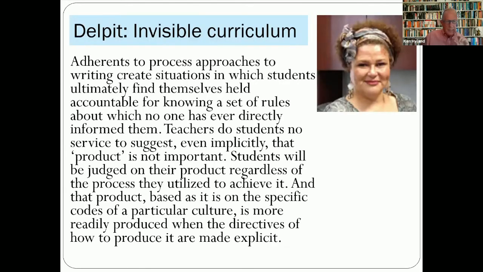She says that adherence to process approaches to writing creates situations in which students ultimately find themselves held accountable for knowing a set of rules about which no one has ever directly informed them. Teachers do students no service to suggest, even implicitly, that product is not important. They will be judged on their product, regardless of the process that they use to achieve it. And that product, based as it is on the specific codes of a particular culture, is more readily produced when the directives of how to produce it are made explicit.